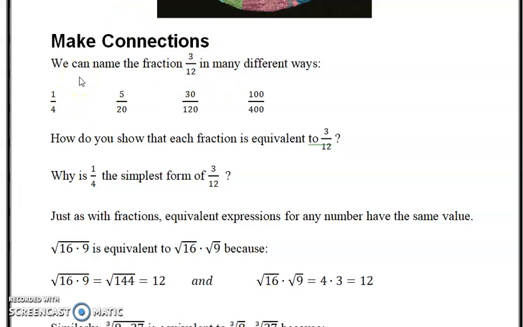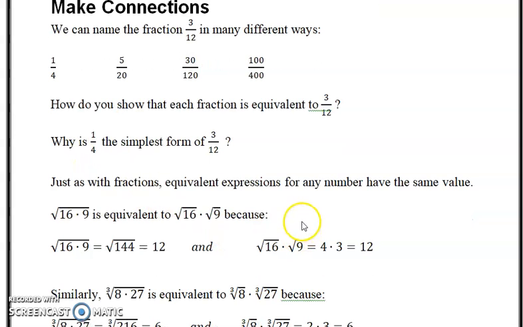You guys remember when we had equivalent fractions? We can name the fraction 3/12ths in many different ways. It could be 1/4, 5/20ths, or 100/400ths. How do you show that each fraction is equivalent? We multiply or divide the numerator and denominator by the same number, like 3, to get the equivalent. Same with those fractions, we have what's called an equivalent expression for any number that has the same value.